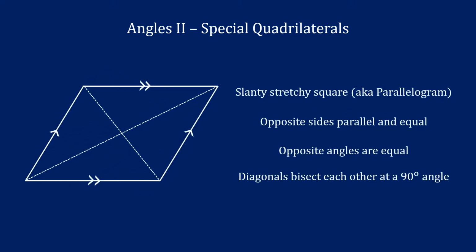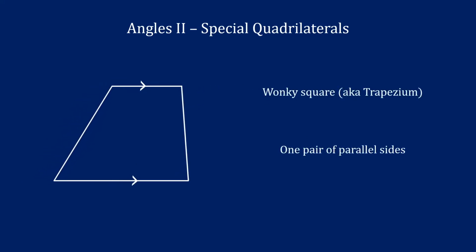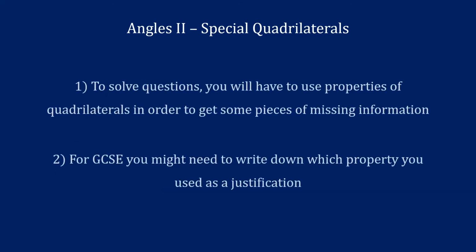Parallelograms, opposite sides are parallel and equal, opposite angles are equal, and diagonals bisect each other. Trapeziums have 1 pair of parallel sides. And finally, to solve questions, you're going to have to use the properties of quadrilaterals to get some pieces of missing information. And for your GCSEs, you might need to write down which property you used as a justification.